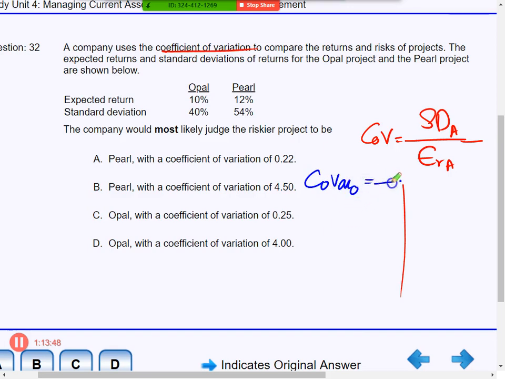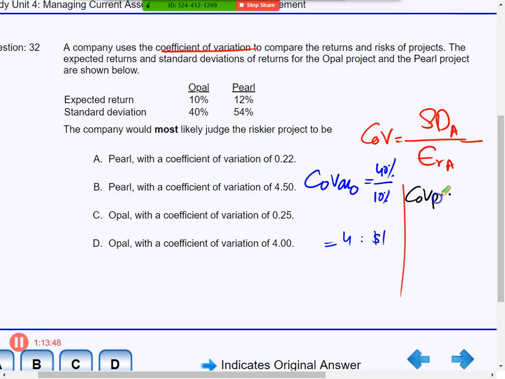Expected returns are 10% and standard deviation is 40. If you simplify, what you get is 4:1. So what does it mean? For every $1 earning, I have to face a risk of 4. You do the same thing with the Pearl.